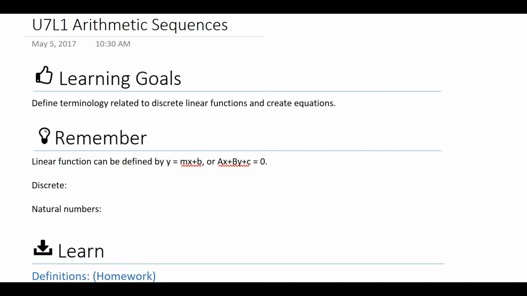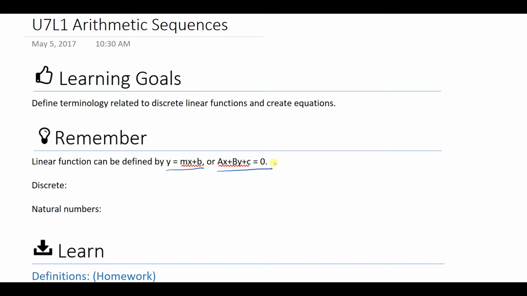In this video, we're going to talk about discrete functions and arithmetic sequences. We're going to talk about the terminology related to discrete linear functions and create some equations to model. So remember that for linear functions, up to this point, we've mostly used y equals mx plus b and sometimes another form of the equation, but it was still equivalent.